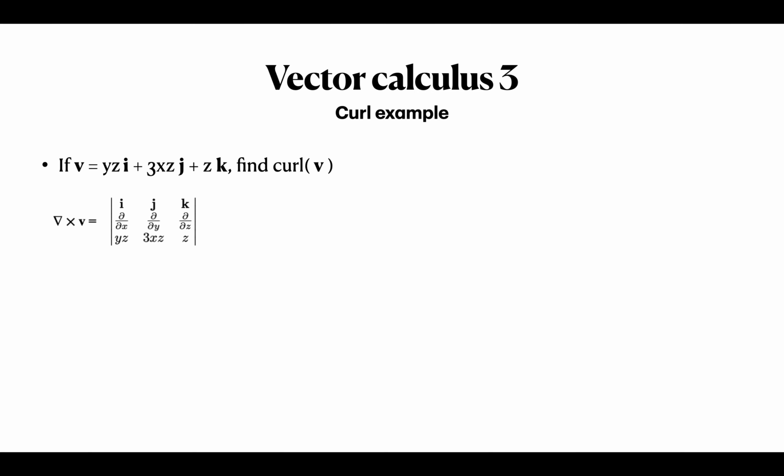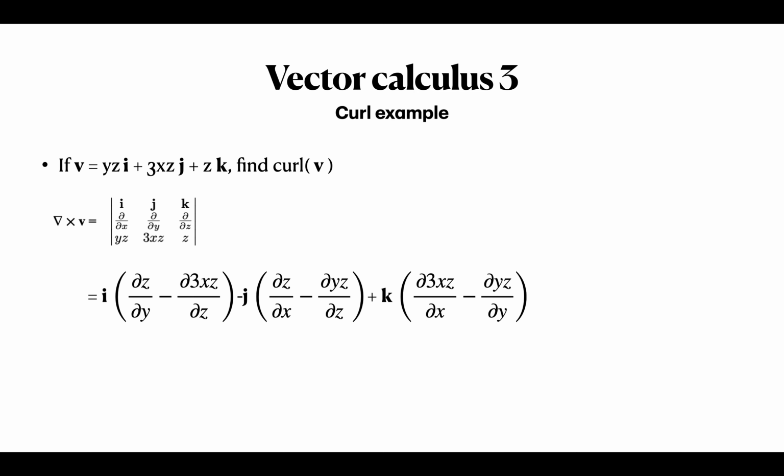You write down i, and then you cover up the first row and the first column. So you're going to get delta z delta y minus delta delta z of 3xz. That gives you the i component of the curl. And then minus j, because that's how you calculate determinants. You cover up the first row and the second column, and then it's delta delta x of z minus delta delta z of yz. And finally plus k, you cover up the first row and the third column, and what you're left with is delta delta x of 3xz minus delta delta y of yz.